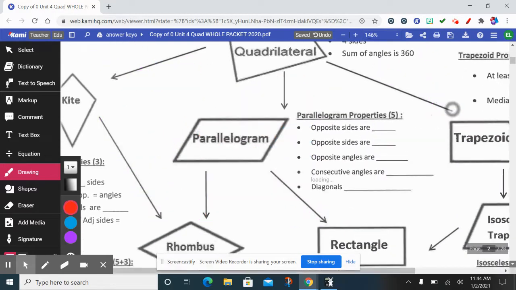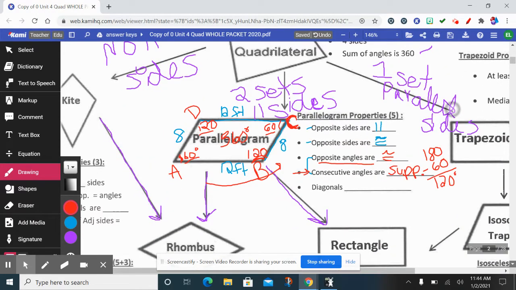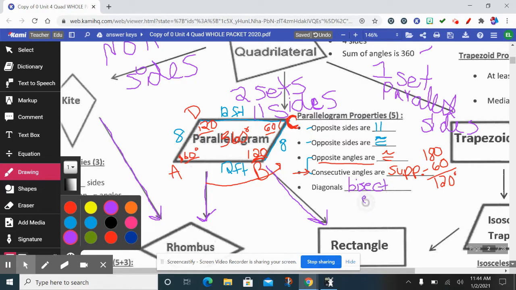Okay, so again, we have opposite sides are parallel, opposite sides are congruent, opposite angles are congruent, consecutive angles are supplementary. And last but not least, let's talk about the diagonals. So the diagonals bisect each other. And I'll explain what that means.